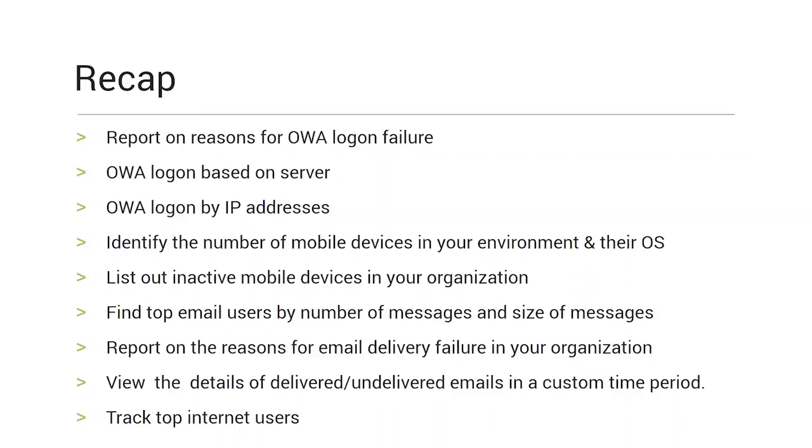You saw how you can list out all the inactive mobile devices in your organization, all the stale ActiveSync device partnerships that are present in your organization. You saw how you can find the top email users based on both the number and the size of their messages. We saw how you can report on the reasons for email delivery failure in your organization. We saw how you can view the details of both delivered and undelivered emails within a custom time period that you set. And finally, we saw how you can track the top internet users in your organization.